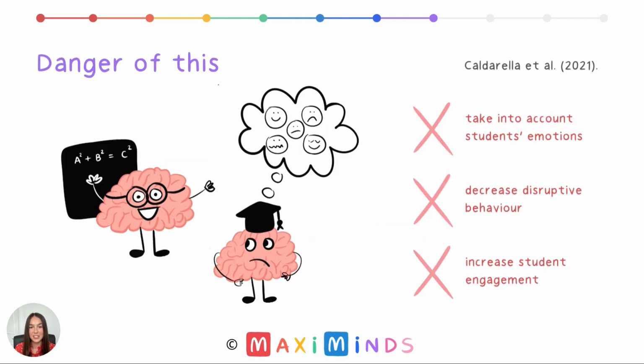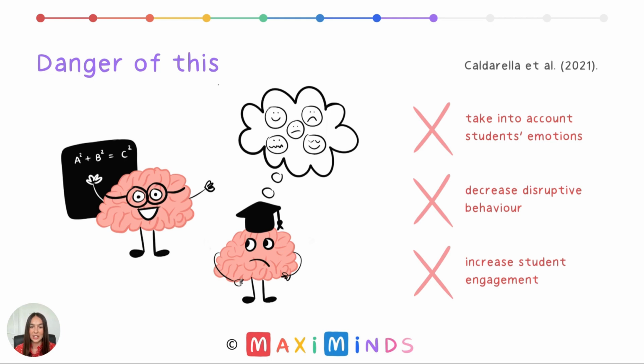The danger of this is that, according to the research, this does not take into account students' emotions, which can be very complex. Of course, adolescents are going through very challenging times in their own lives, puberty being a quite obvious one, but also everything else that goes on at school and the school environment between friendship groups, social challenges, outside family concerns, things like that. So it doesn't factor in that.